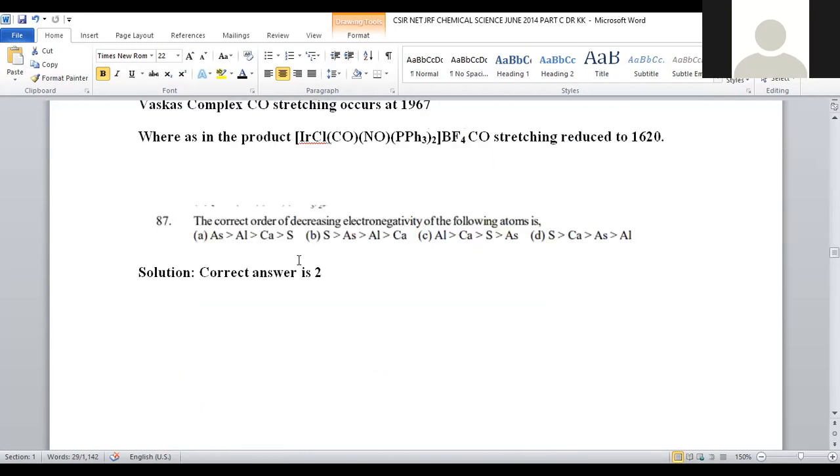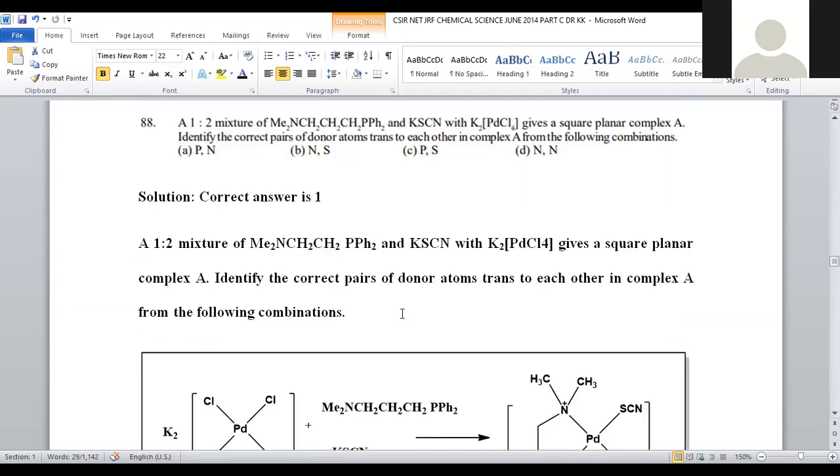This is the order exactly provided in option number 2. For question number 87, option number 2 is the correct answer. This is purely related to electronegativity and metallic nature, periodic properties, right? So option number 2 is the correct answer. Let us move on to question number 88.